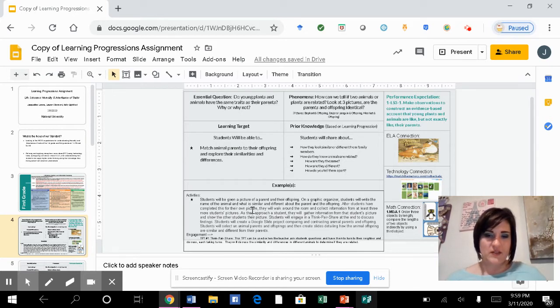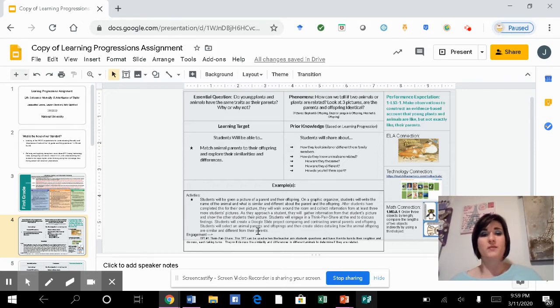One activity students can do is look at a picture between a parent and an offspring. And they can create a form of graphic organizer, such as using boxes or a T-chart, to write down not only the name of the animal, but also its similarities and its differences between the parent versus the offspring.